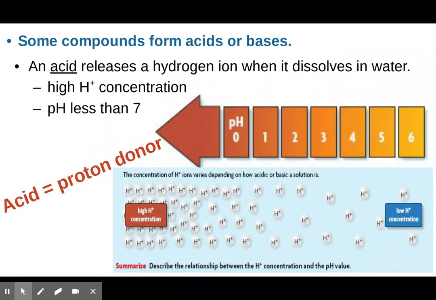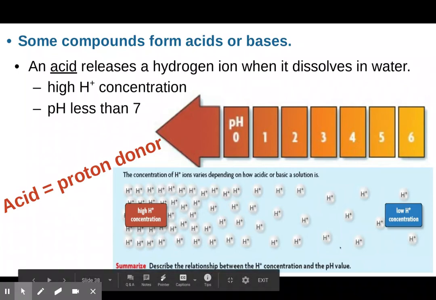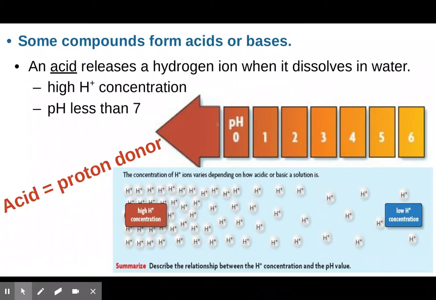All right, so this slide shows, it says some compounds form acids or bases. An acid releases a hydrogen ion when it dissolves in water. Because remember, pH scale is all about the hydrogen ions. How many hydrogen ions are there? Okay, so if you look at the picture here, as we move towards the acids, this is the strongest acid you can get down here at a 0. And stomach acid is around 1, 2. Sulfuric acid is a 2. Hydrochloric, we're all down here, the very strongest acids you can get.